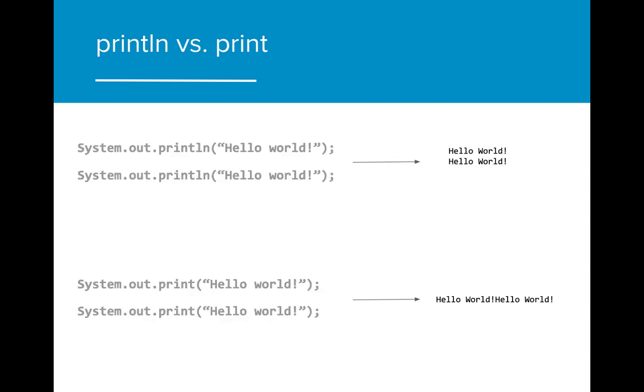Here you can see that when println is called twice, the output is displayed on two separate lines, just as the code is separated in the main method. The print statement, however, displays the output on the same line.